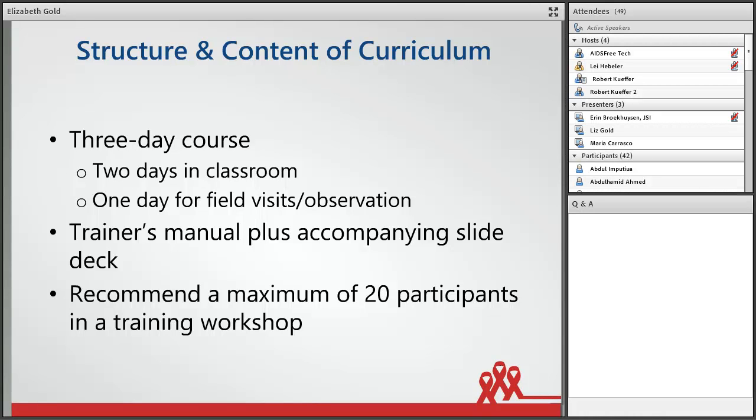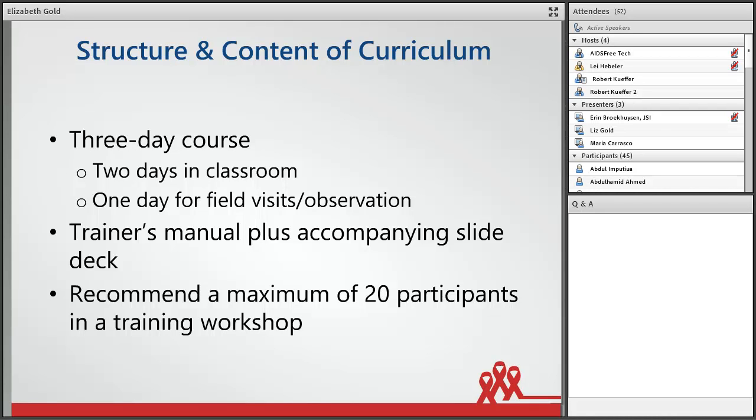So we went back and forth about should this be a 2-day training, a 4-day training, but after some discussion with field staff in the effort to balance all of the content that needs to be covered, but with the practical reality of your time and budget constraints, we decided on a 3-day training. The first 2 days are spent in the classroom, with a 3rd day for a site visit to a VMMC clinic and observation of a mobilization activity.